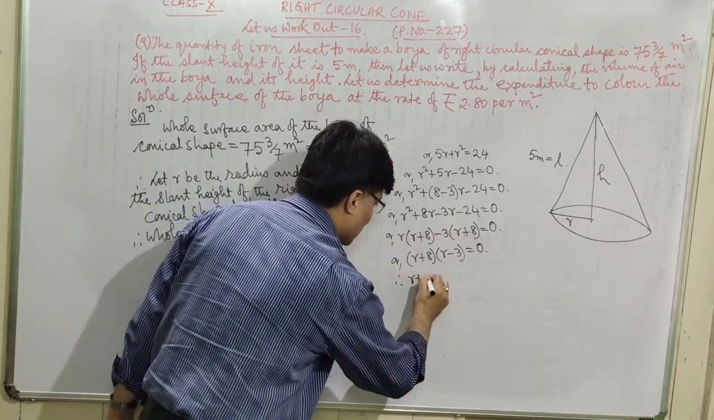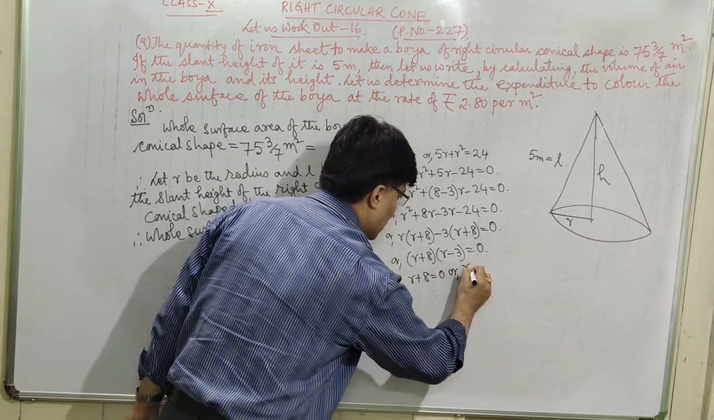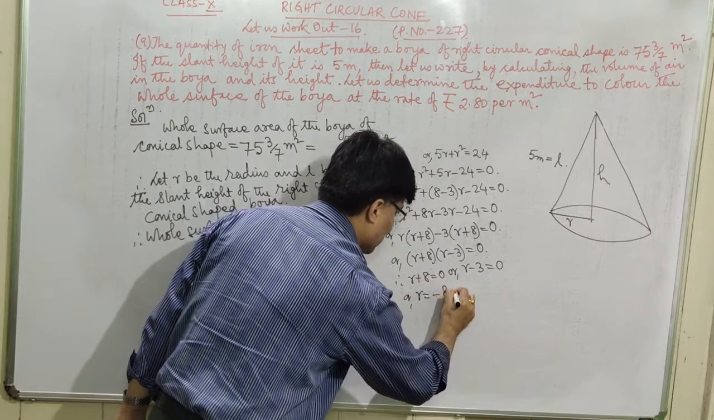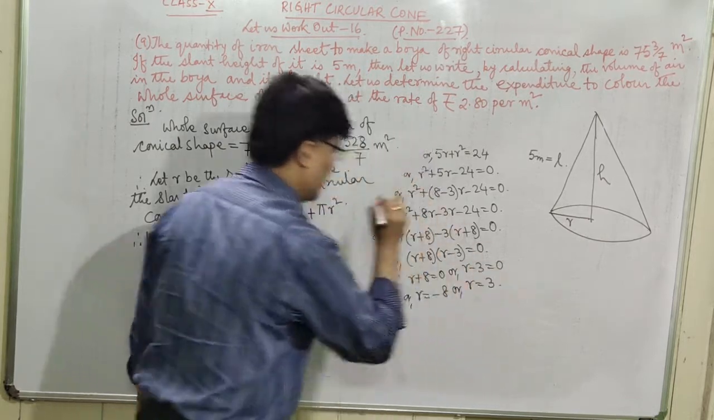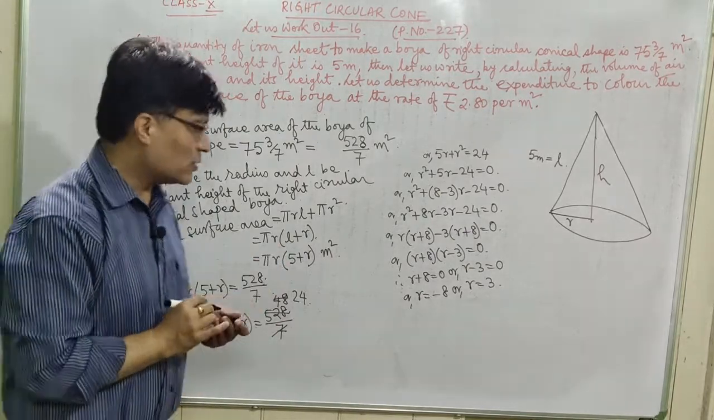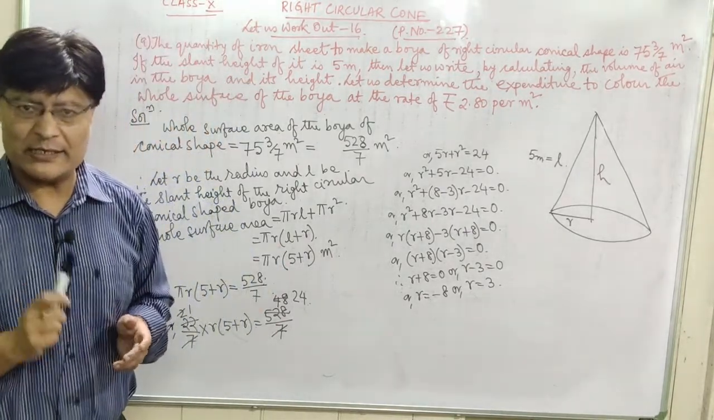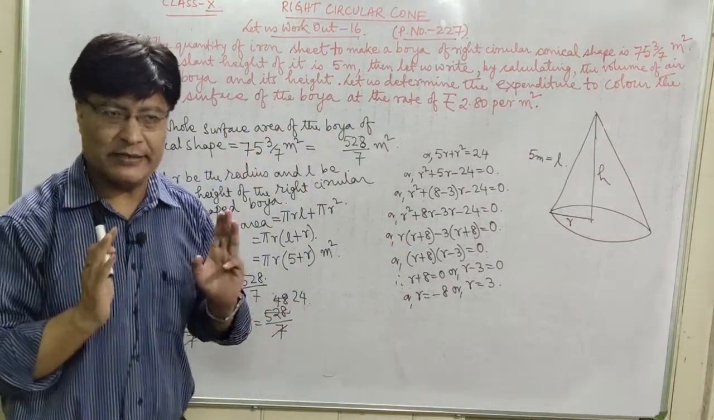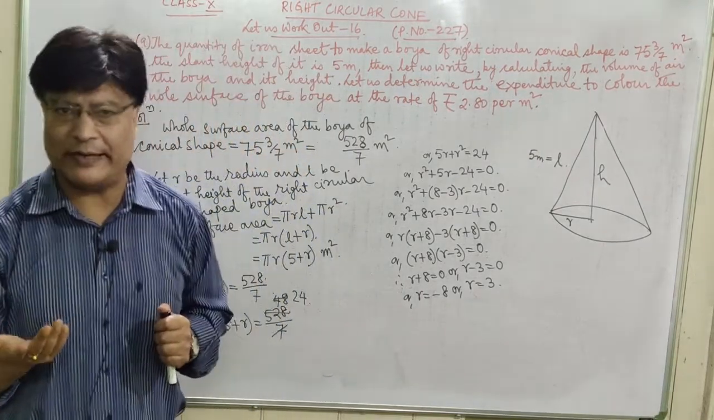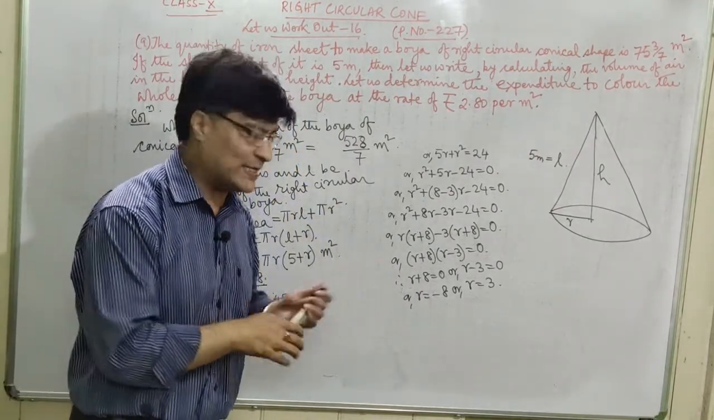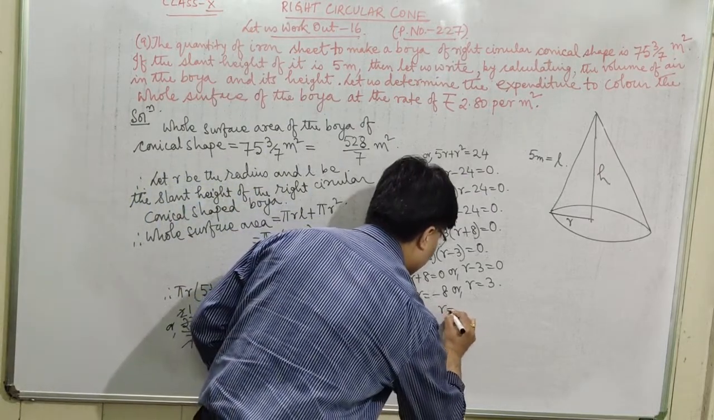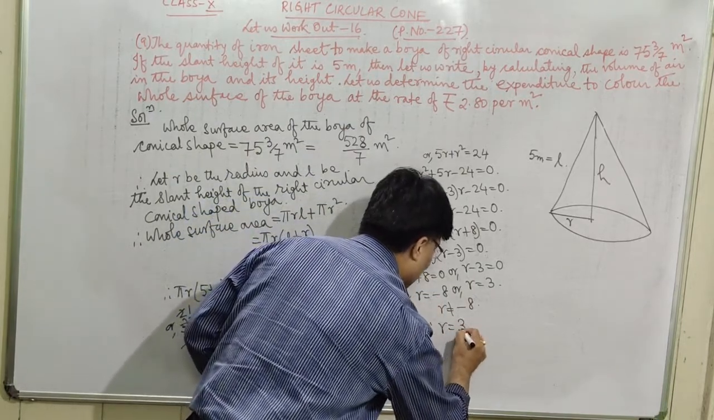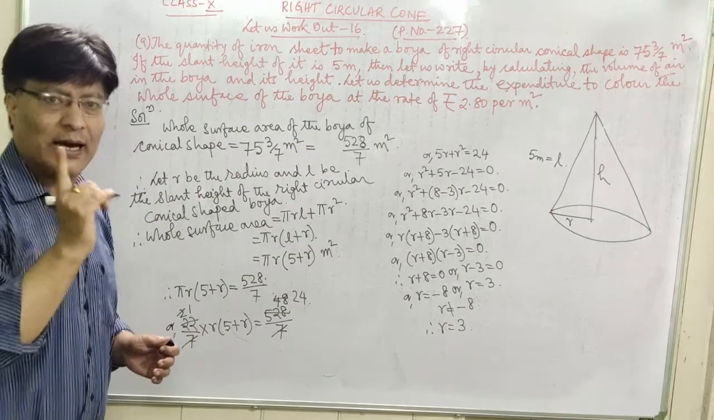So either r plus 8 is equal to 0 or r minus 3 is equal to 0. That means r is equal to minus 8 or r is equal to 3. So here we have got the values of r. One is r is equal to minus 8 and the other one is r is equal to 3. But radius cannot be negative. Radius means length of the radius. Length of the radius cannot be negative. So r not equal to minus 8. That means which is the correct value of r? r is equal to 3.